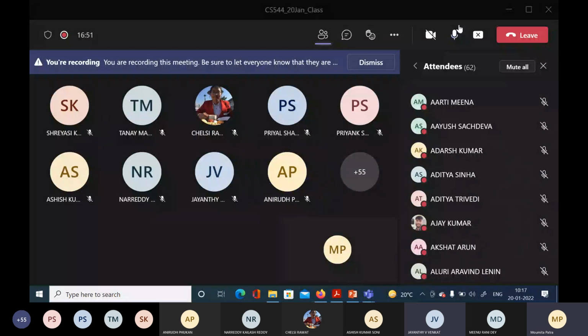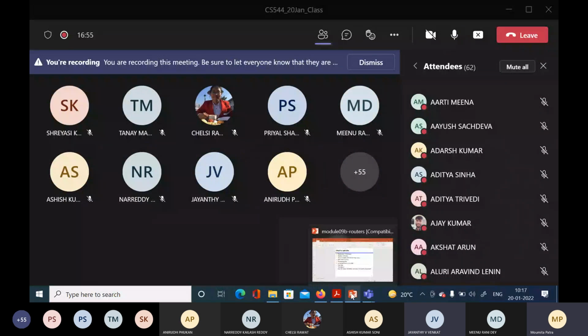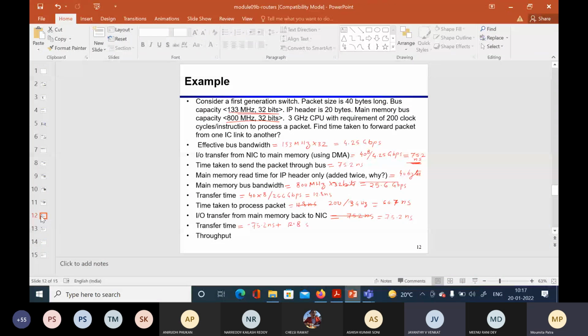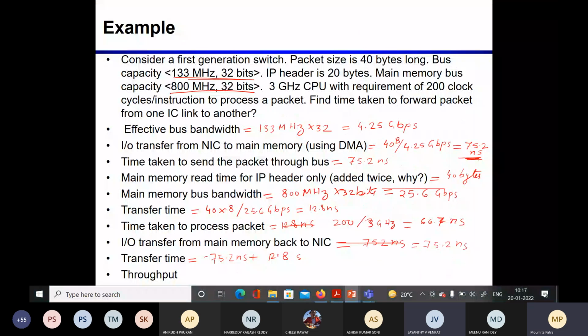Okay. So you guys must have missed some parts. Let me just go back once. So I think throughput you could find out by just, you have a 40 byte packet, and the total transfer time is coming out to be around 228 nanoseconds. So with that, you get the throughput to around 1.39 Gbps. So that is what you are getting.